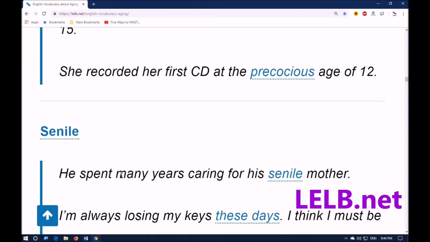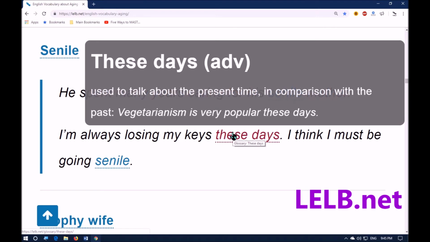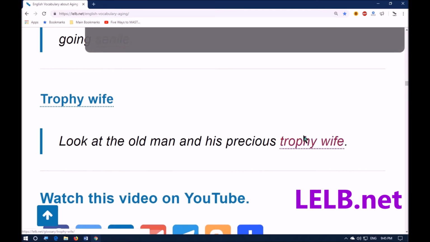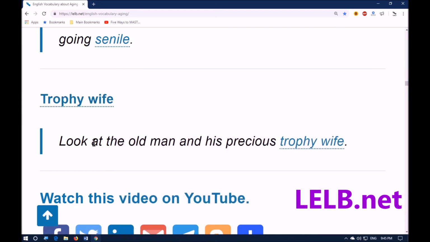Okay, he spent many years caring for his senile mother. I'm always losing my keys these days. Nowadays is used to talk about the present time in comparison with the past. I think I must be going senile. Trophy wife. A young beautiful woman who is married to a rich successful man who is much older than her. Look at the old man and his precious trophy wife.